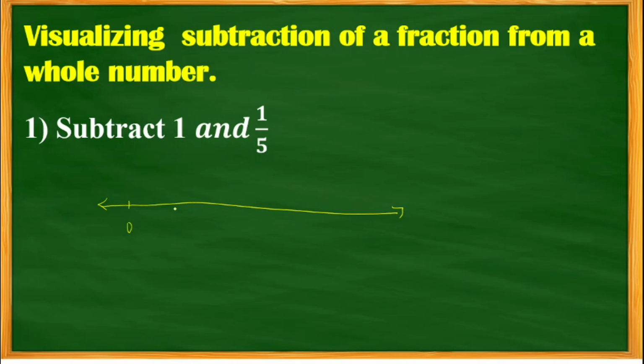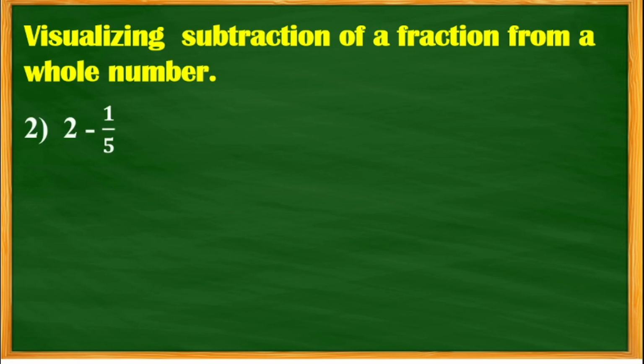Then let's follow the denominator of the second factor. We have 1/5, 2/5, 3/5, 4/5, and 5/5. Now, let's subtract 1/5. 5/5 is 1 whole. So let's subtract 1/5 from 1 whole. So the correct answer would be 4/5.